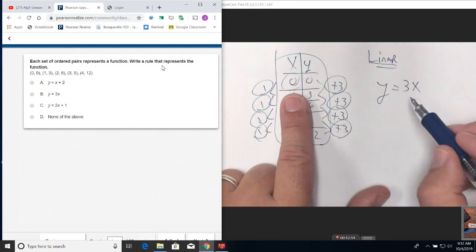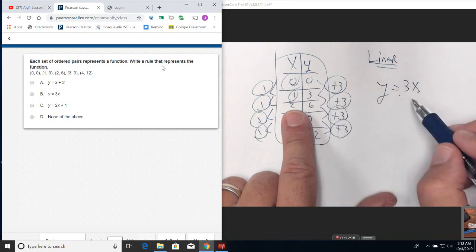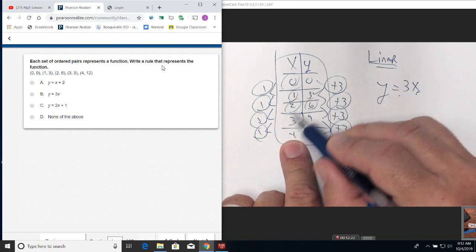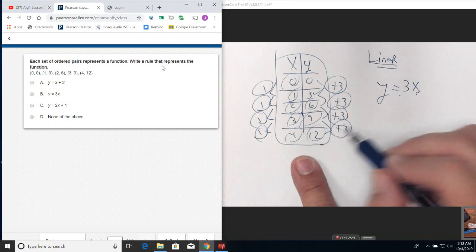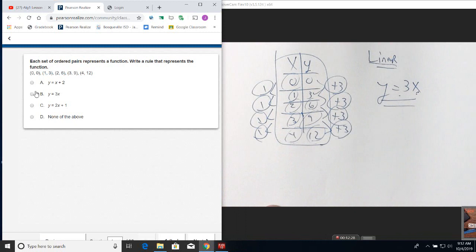What if I plug in a 0? What's 3 times 0? 0. What about 1? 3 times 1 is 3. What about 2? 3 times 2 is 6. 3 times 3 is 9. 3 times 4 is 12. Yes, I found the right function rule. So there's only one that says that, and that's B.